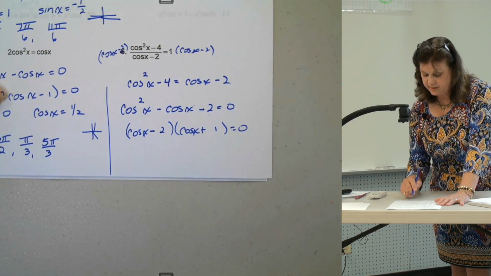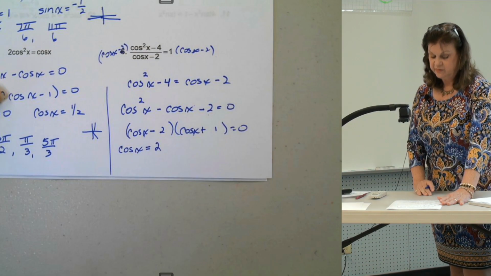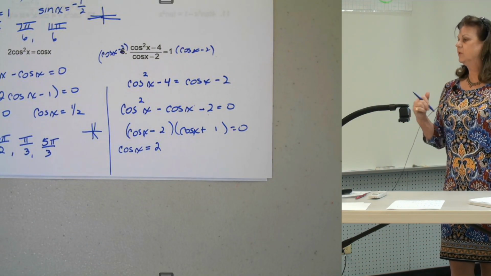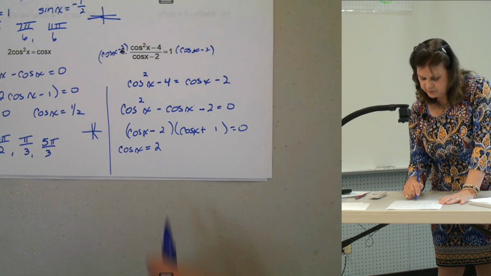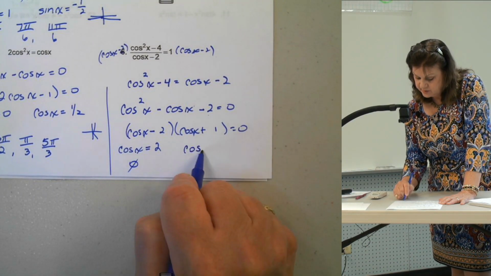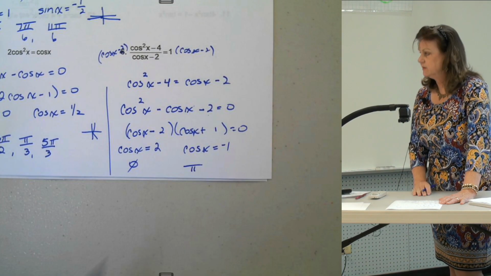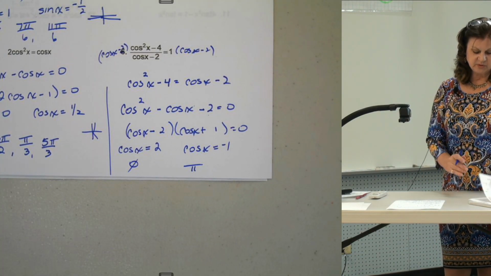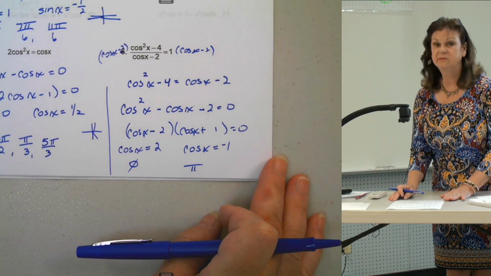All right, so I'm looking for the value of x that gives cosine, what angle has a cosine of 2? And again, the range is negative 1 to 1, no angle has a cosine of 2. And then cosine is negative 1. That only happens in one place, and of course that is pi. A little bit different on that problem. I just want to make sure we're not completely lost dealing with that denominator.